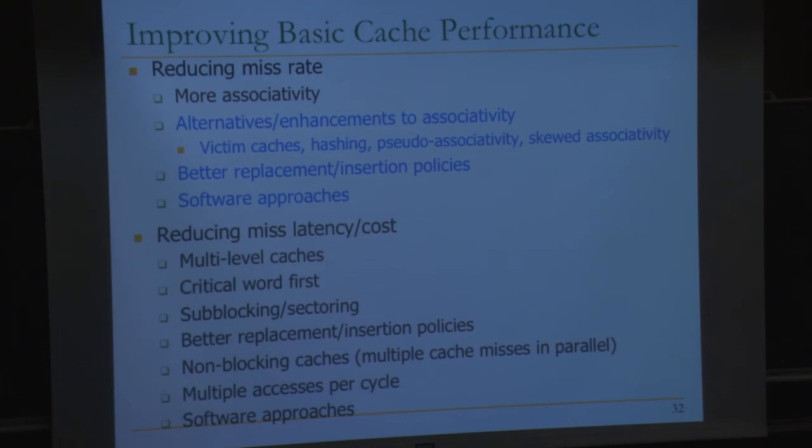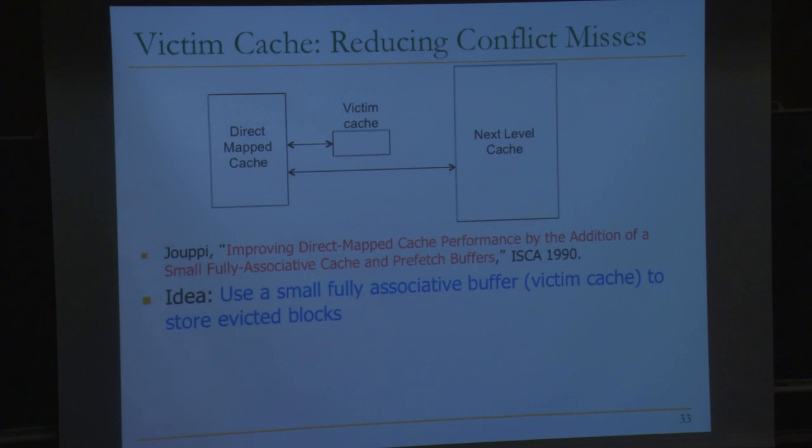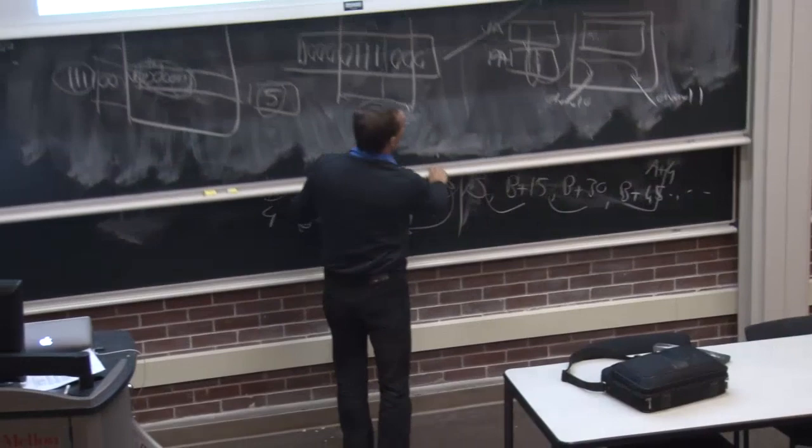OK, victim cache is one idea that improves associativity. And it's a simple idea. The idea is, at the L1 level, you don't want any associativity at all, because the hit latency is very, very important. As you add associativity, you're increasing the critical path. But if you have a direct-mapped cache, you have a bad ping-ponging problem, which is that you cannot tolerate any bad mapping of cache blocks to sets.